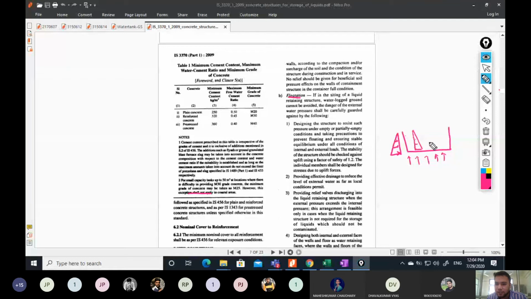When there is no liquid inside, the uplift from the water pore pressure will be maximum. So you have to check for the empty or partially empty condition, and take precautions to prevent floating and ensure stable equilibrium under all conditions of internal and external loads. You have to make sure that the tank is in equilibrium under this uplift force, and the tank doesn't float. So you have to check the flotation condition.